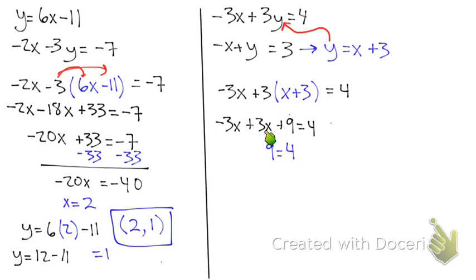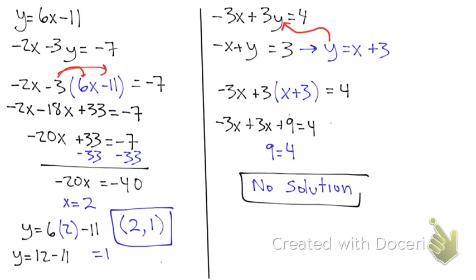So now you gotta look and see if this is a true statement or not. There's no more x's, so you got to look at it. So 9 does not equal 4. You gotta analyze it. It doesn't equal 4, so that means it's no solution. If you have the scenario where you get like 0 equals 0 or 5 equals 5, then that's called infinite solutions. If you get a statement that's not true, then it's no solution.